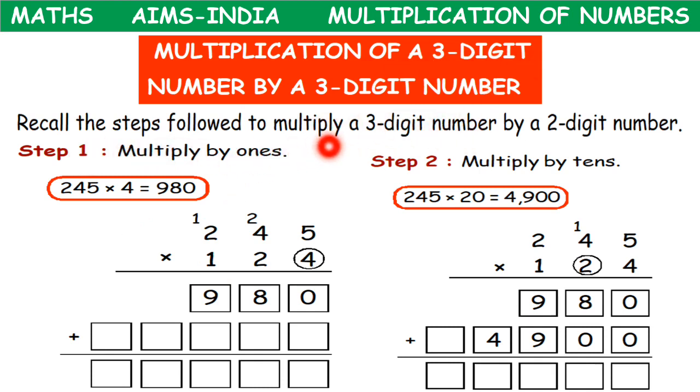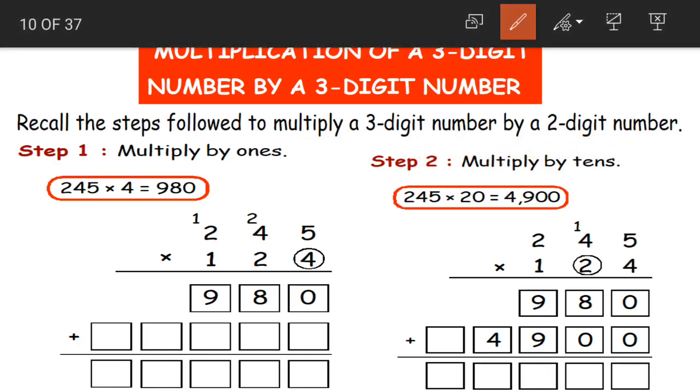Recall the steps followed to multiply a 3-digit number by a 2-digit number. Yes, how do we do that? First, what we'll do, we'll multiply with ones and then we'll multiply with tens. Yes, in the same way here also we should do. Now what number do we have here? 245 into 124. First we need to multiply this 245 by the digit in the ones place.